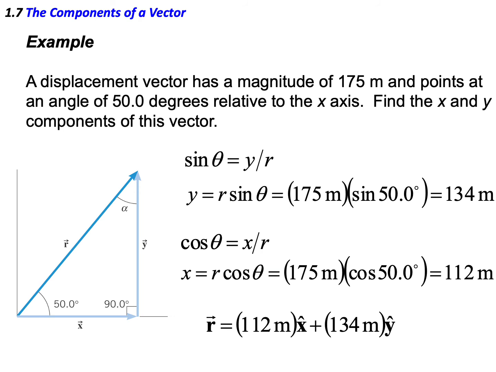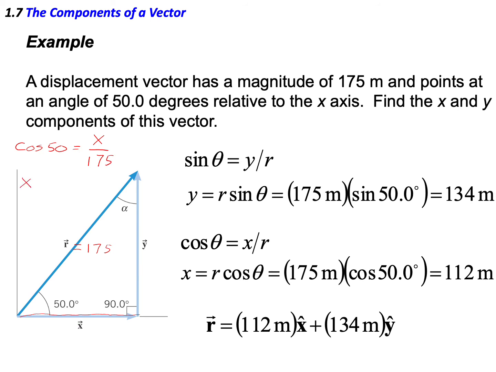There's a vector R and its magnitude is 175, at 50 degrees to the horizontal. Find the X and Y components of this vector. So now you can use trigonometric relationships to find the X component. We know this angle is 50 and the horizontal component is adjacent. Therefore, we can use cosine of 50, which is equal to the length of the adjacent side, which is X, over the hypotenuse, which is 175.